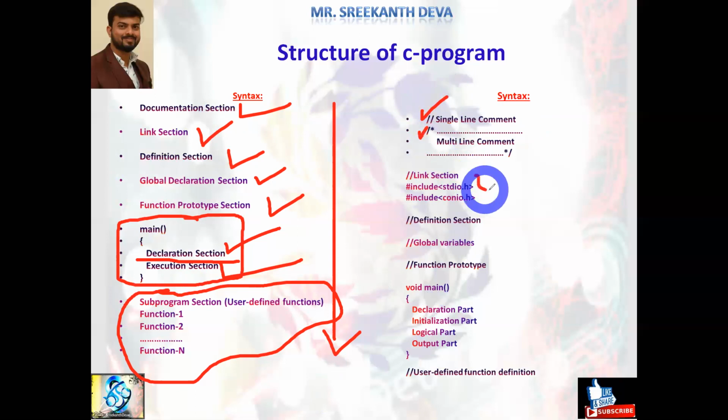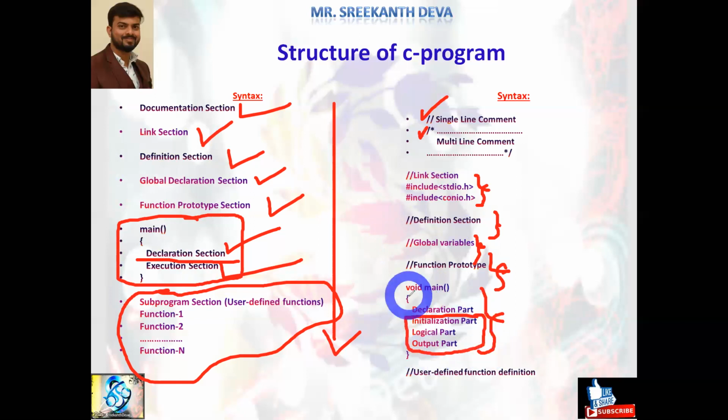Link section: several header files we can include in the link section. Definition section: all macros like symbolic constants we can define with what? Definition section. Global variables and function prototypes and main function. Generally this main function consists of what? Declaration part, initialization part, logical part, output part, but basically it categorizes into two parts. One is declaration section, another called execution section. Here beside main function, void is there. Some syntaxes use int. Remember, by default return type of the main function in C is what? Void. Okay, if you return void it is fine.